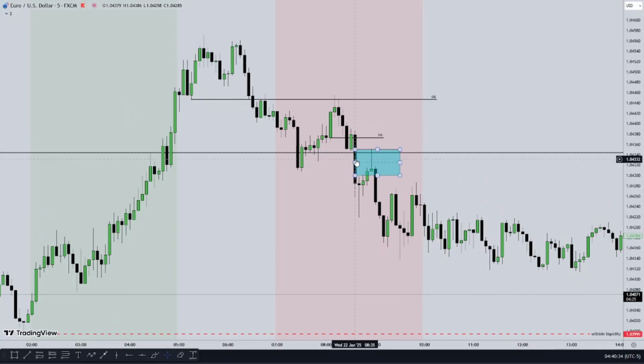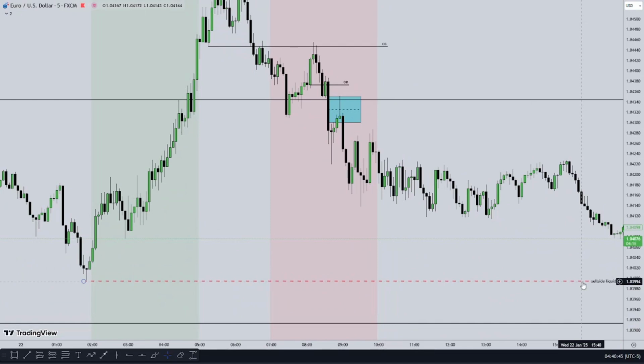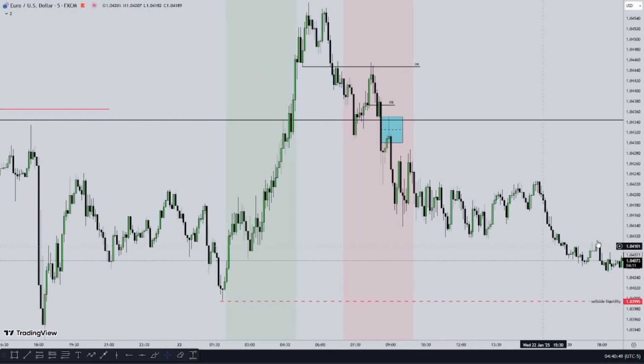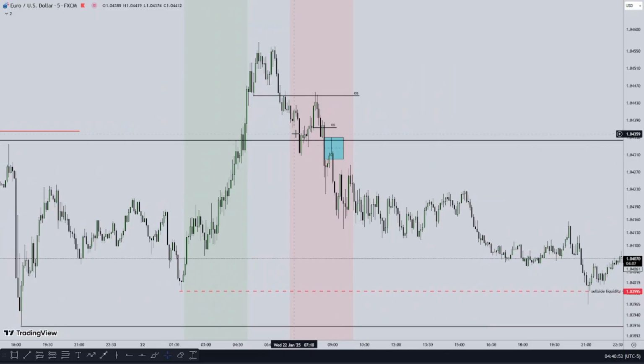So the first fair value gap after 8:30 is this fair value gap at 8:35. Price retraced to the fair value gap, respected the fair value gap, led to lower prices for price to trade to the sell side liquidity. So that was the whole outlook on where we're looking for price to trade to on Wednesday. Price traded lower, took out the sell side liquidity.